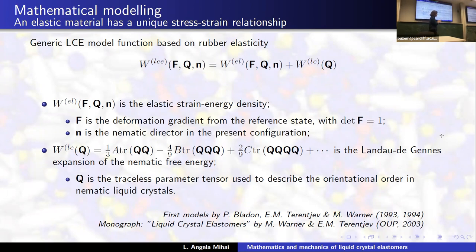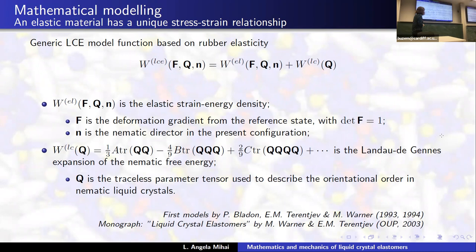What can you do to model these materials? Well, modeling is actually not too problematic, because we are talking about combining two materials that have been very, very well studied. We combine rubber with liquid crystals. There is a theory for each of them that's well established and well developed. So we start with models from rubber, and we augment them with energy functions from liquid crystals and see what we get.